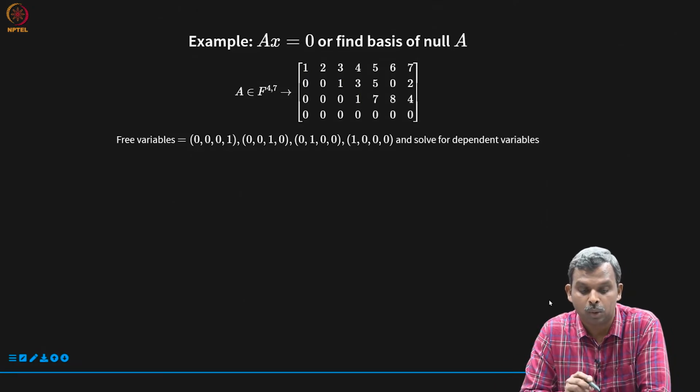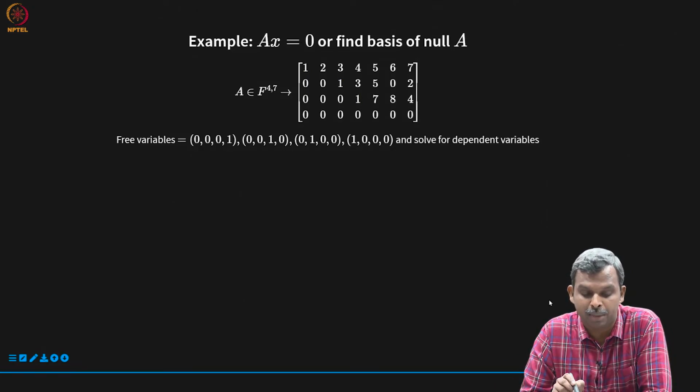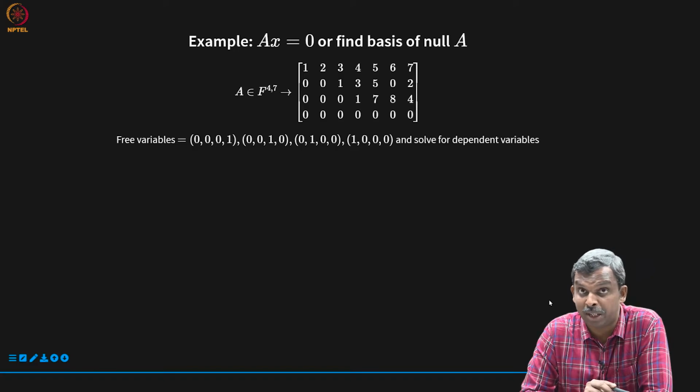Okay, so once again, I have this reduced form for the matrix. I have identified my free variables. I know what my free variables are. I have to assume some values for the free variables. What values do I assume? You assume values like the standard basis.